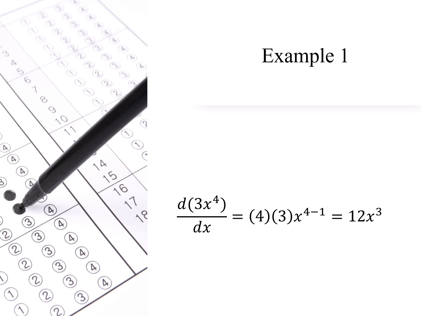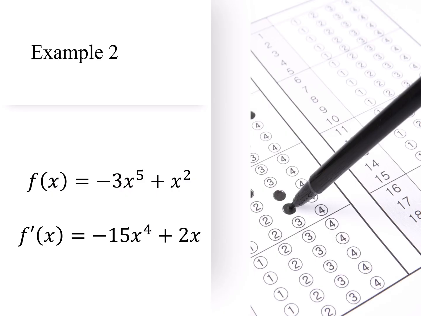Let's try another one. Find the derivative of negative 3 times x raised to 5 plus x raised to 2. We work on each term separately. The derivative of negative 3 times x raised to 5 is negative 15 times x raised to 4, and the derivative of x squared, or x raised to 2, is 2 times x. Putting these together, we get negative 15 times x raised to 4 plus 2 times x.